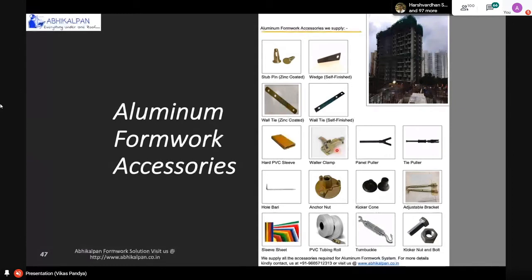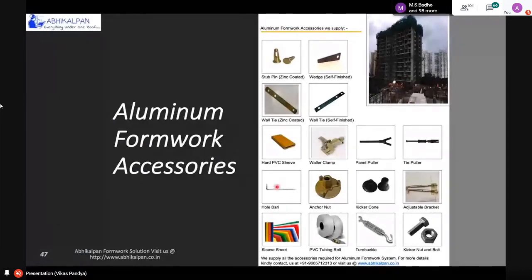After fixing the waller clamp, we place a waller pipe over there. Then these are the dismantling tools, such as the panel puller, used to remove wall panels, and the tie puller, which is used to remove wall ties from the cast wall. The further one is the hole bari. This is a very important tool. As you fix the panels on site, sometimes it is difficult to place a panel in between two panels. So to match the holes, we use this accessory.